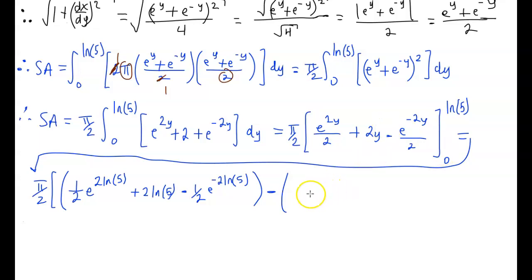And so now we do the same thing, but just plug in 0. So we have 1/2 e raised to the 2 times 0 plus 2 times 0 minus 1/2 e raised to the minus 2 times 0.